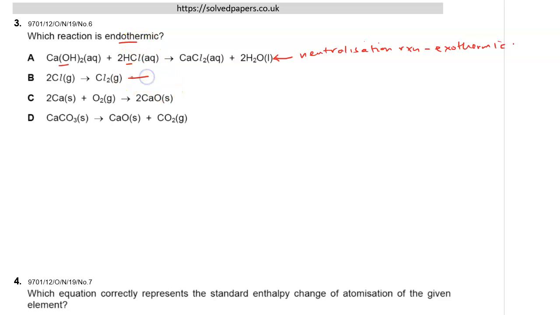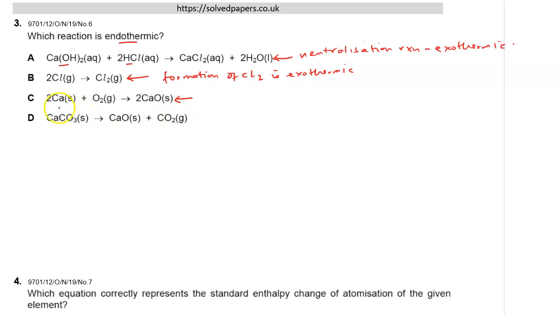Now look at part B. This is 2 atoms of chlorine in gaseous state to give us a molecule of chlorine. So this is the formation of chlorine, and formation of chlorine involves making new bonds, and formation of bonds releases energy. So formation of a chlorine molecule is exothermic. So that is not correct.